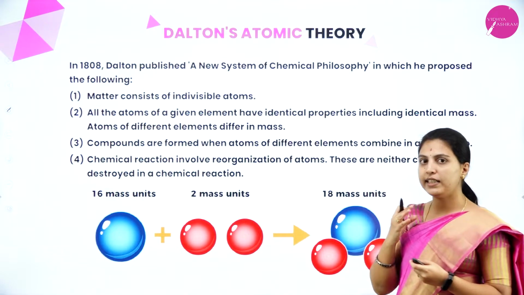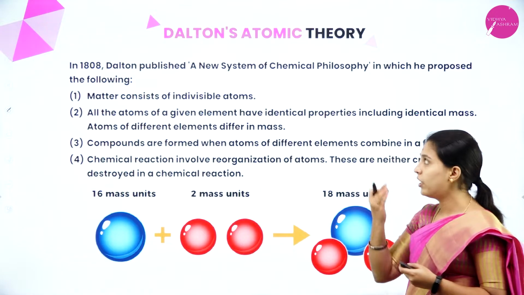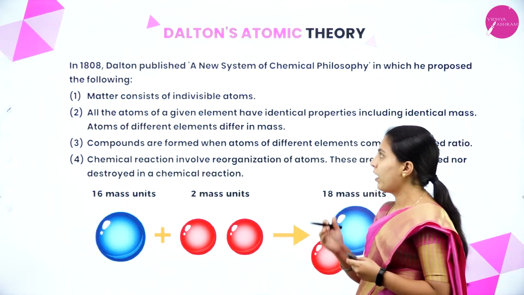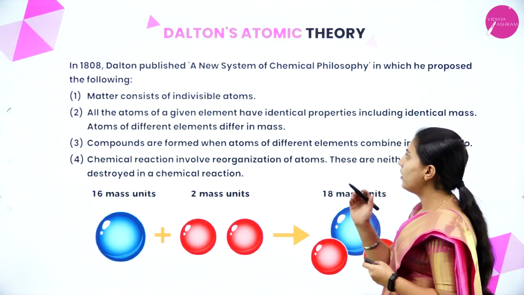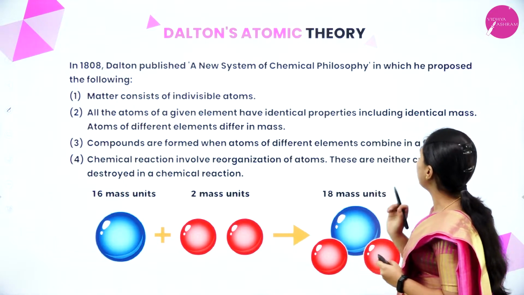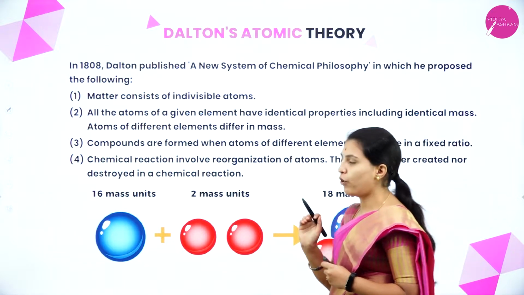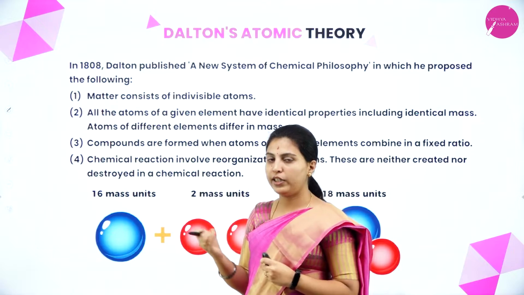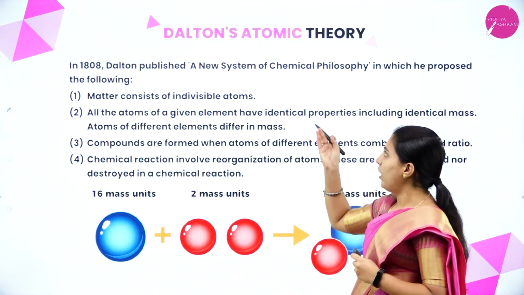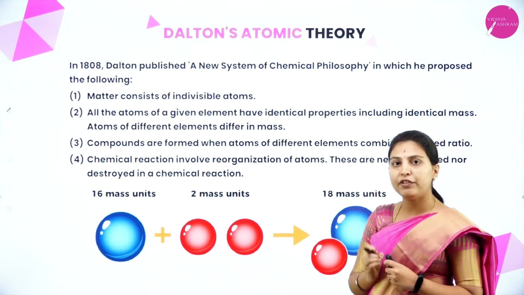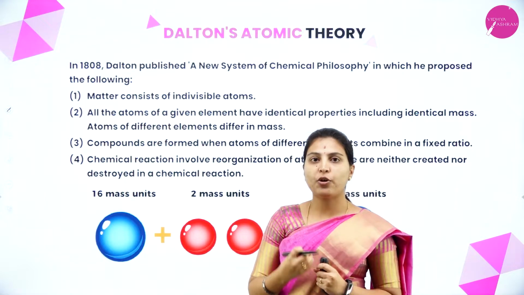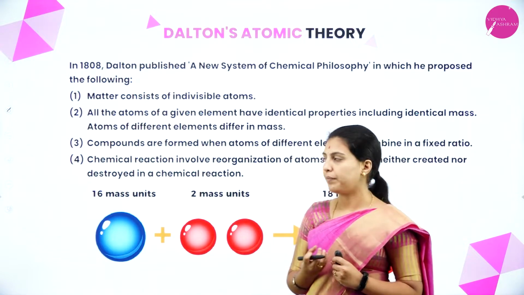After seeing the laws of chemical combination, we are now looking at Dalton's atomic theory. In 1808, Dalton published A New System of Chemical Philosophy, in which he proposed the following. Dalton means John Dalton, a chemist. He proposed a new system of chemical philosophy. In that, he gave many statements or postulates about matter.